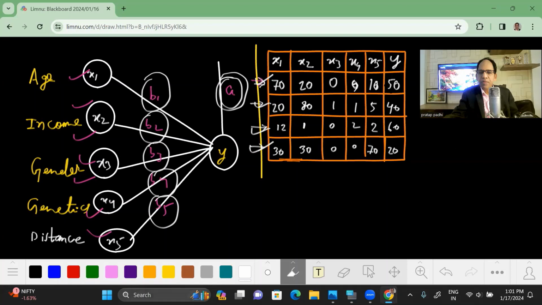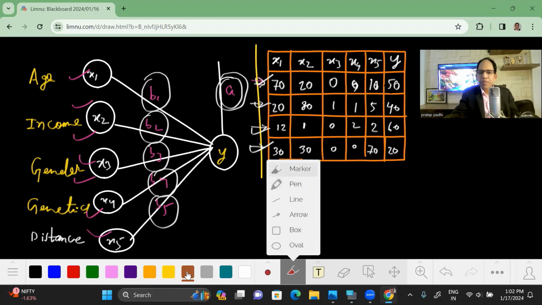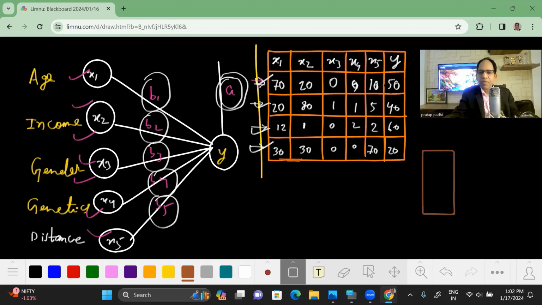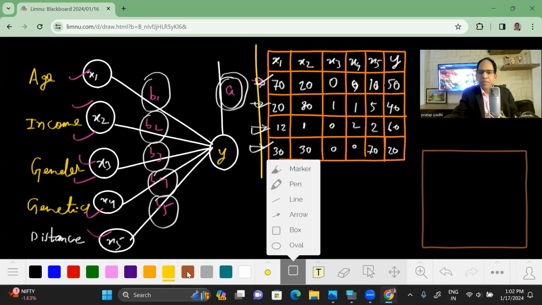Now, let me check with this. So I have a neural network now, which is trained, because I have trained it using whatever data I had, 4 rows of data. Now what I will do is make a web application. In this web application, I will keep this as a front end. I mean, this is the interface, you can say.